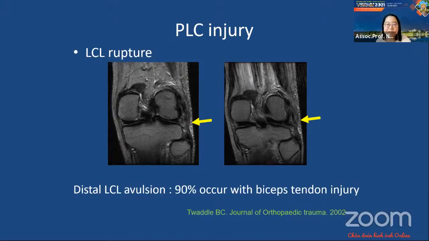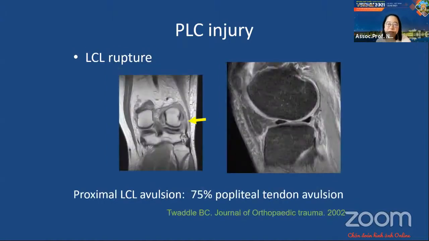about 90%, so quite a lot. And when you have rupture at the proximal insertion, carefully look at proximal tendon avulsion. About 70 or 75% will be co-associated, where you have a wavy tendon and avulsion of the tendon from the femoral insertion site.